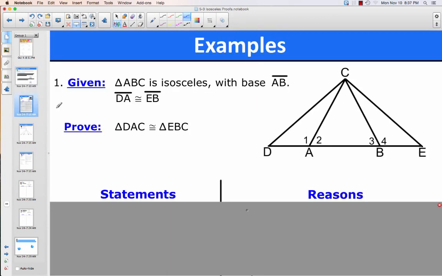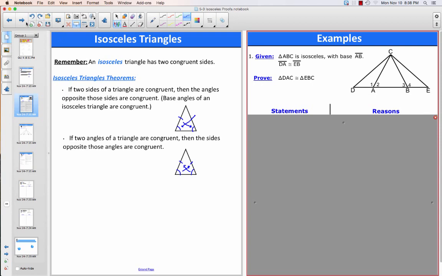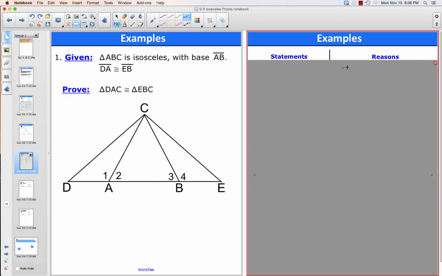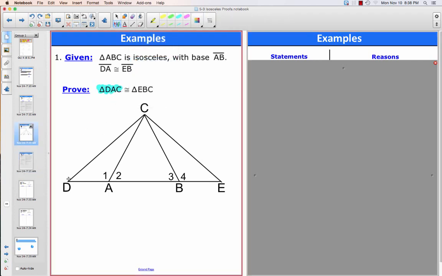So if we take a look at a proof here, we are given that triangle ABC is isosceles, and we're told that the base side is AB, and we want to prove triangle DAC is congruent to EBC. So let's take a look at that, we'll mark it up, and then we'll write out our proof. Let's maybe highlight the triangles we want to prove congruent first. DAC, we want to prove that is congruent to EBC.